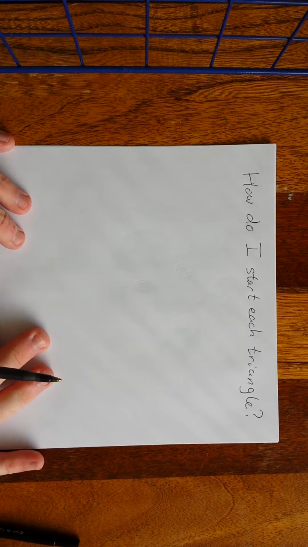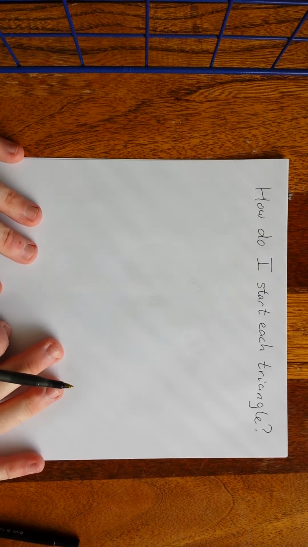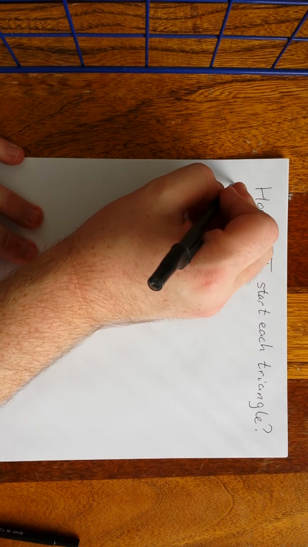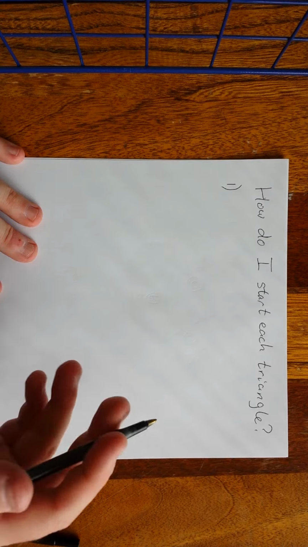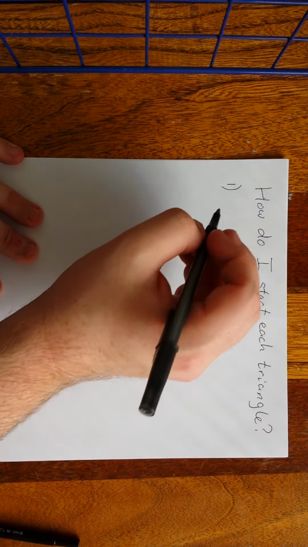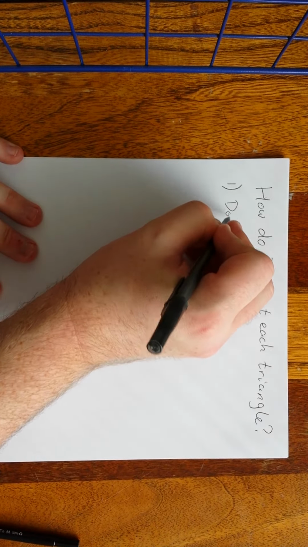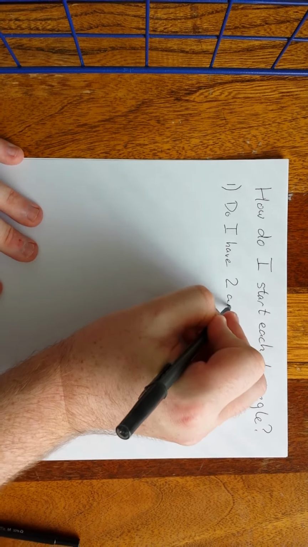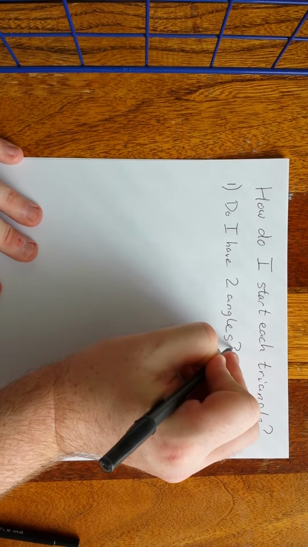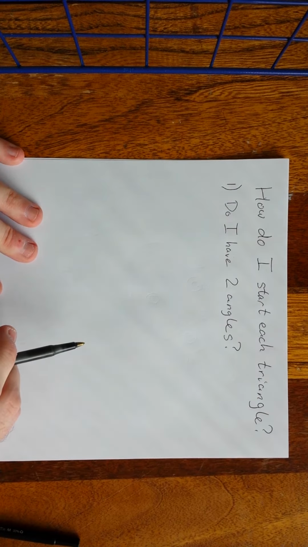So, the big question becomes, how do I start each triangle? Well, starting is actually quite easy as long as you know the correct questions to ask yourself. So the first question you're going to ask yourself is, do I have two angles in the triangle?